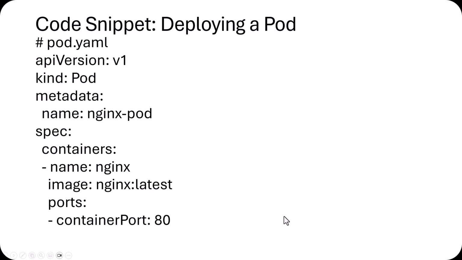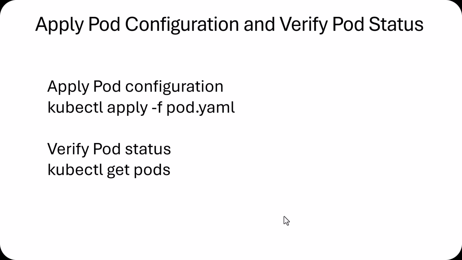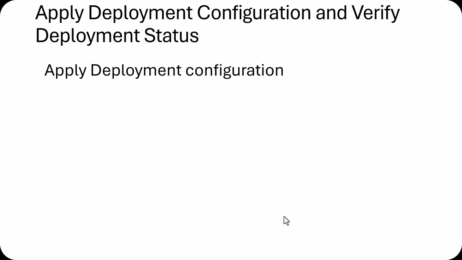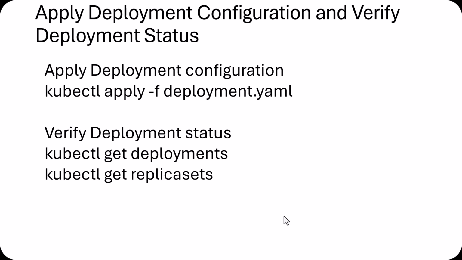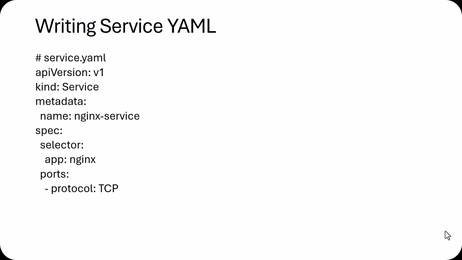So let's get back to the slide. I have deployed a pod, applied the pod configuration with kubectl apply -f pod.yaml and verified the pod status. I created the deployment by pasting this code in deployment.yaml, applied the deployment configuration and verified the deployment status. And then I will write a service.yaml. In service.yaml, kind is Service, metadata name nginx-service, spec selector app is nginx, protocol TCP, port is 80, targetPort is 80, type is NodePort.